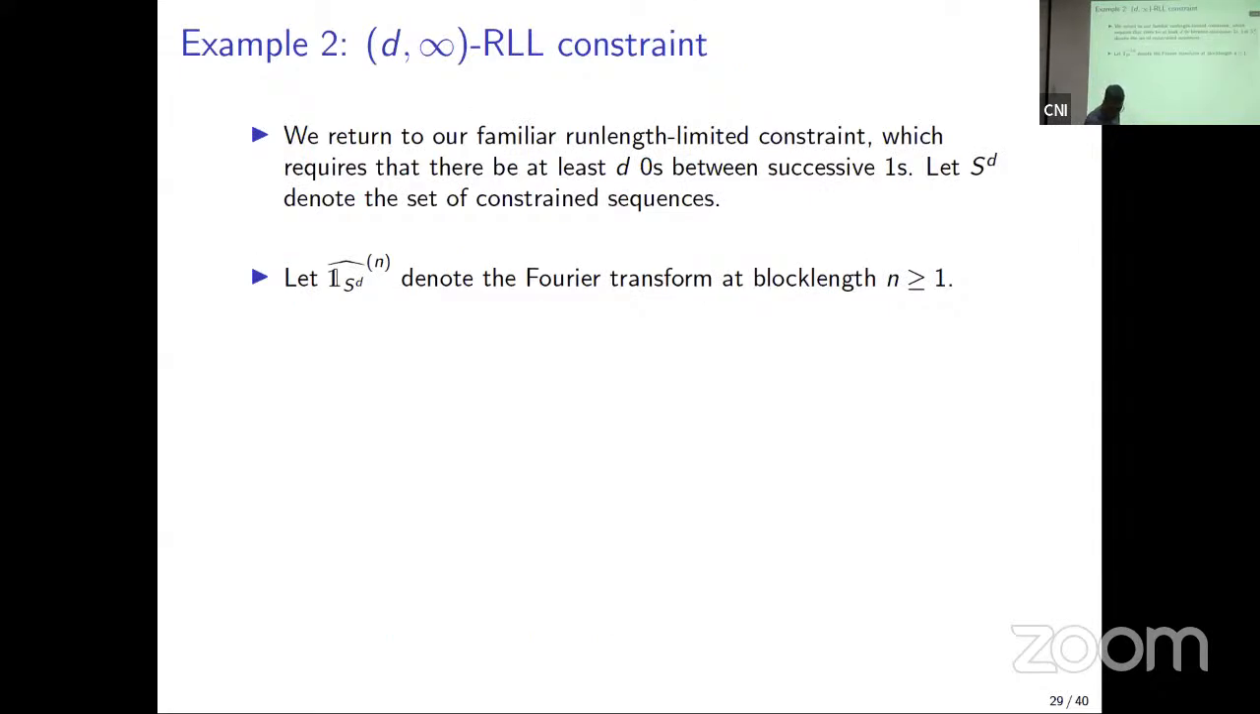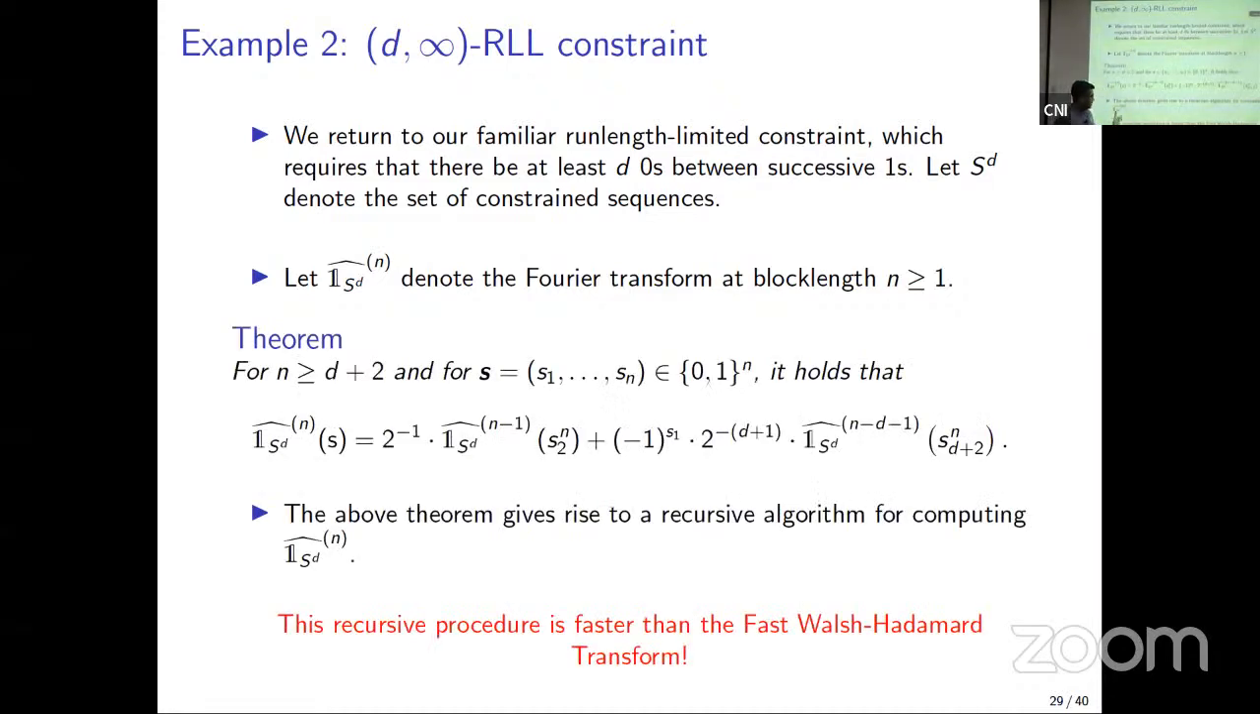To give you one final example, let's go back to this infinity arbitrary constraint that we were speaking about, where any sequence must have at least d zeros between successive ones. For this constraint, we are able to derive a recurrence relation, which allows for the efficient computability of these Fourier coefficients. The exact form of this recurrence relation is not important, but the important fact is that if you were to build an algorithm based on these recurrence relations, then this algorithm is much faster than the fast Gaussian transform, which is the fastest way of computing general Fourier coefficients.